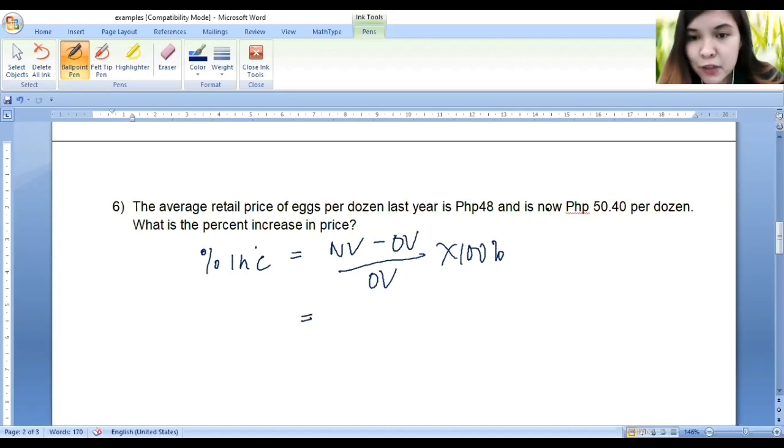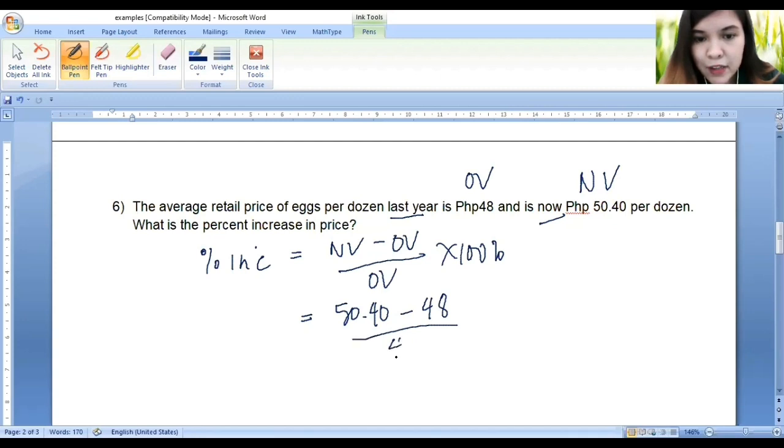Substitution. So, yung now, ito yung bagong halaga niya. So, new value, yung 50.40. Yung dati niyang halaga last year, 48. So, old value. Let's substitute. 50.40 minus 48 divided by 48 times 100%. Okay, so let's try in the calculator. So, the answer is 5%.